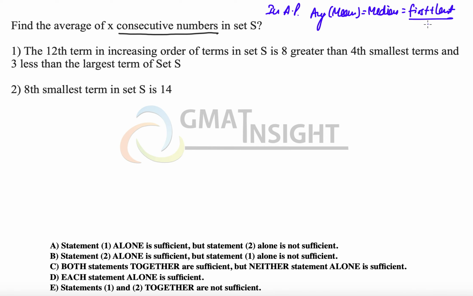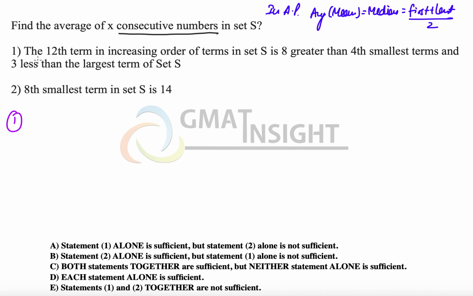So to answer this question, we understand that either we need the first and last term both, or we need the median, and for that we need to know which term is the median term. In case of an even number of terms, it's the average of the two middle terms. In case of an odd number of terms, it's the middle term. So there is a lot of information that we are seeking. Let's check these statements here.